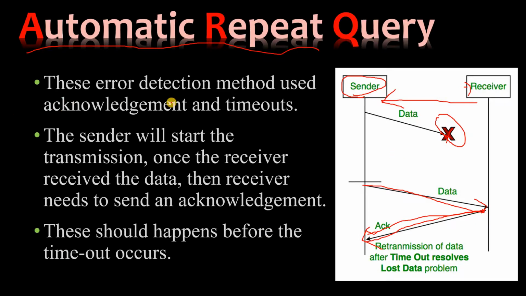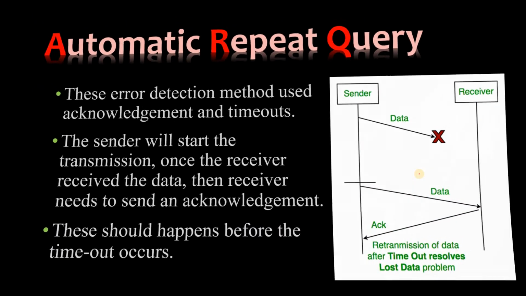Okay, so look at this. This error detection method uses acknowledgement and timeouts. The sender will start transmitting. Once the receiver receives the data, the receiver needs to send an acknowledgement, which is a very important point in this ARQ. The receiver will send an acknowledgement to the sender. This should happen before the timeout occurs. That is ARQ. Okay, hope it's very well clear.